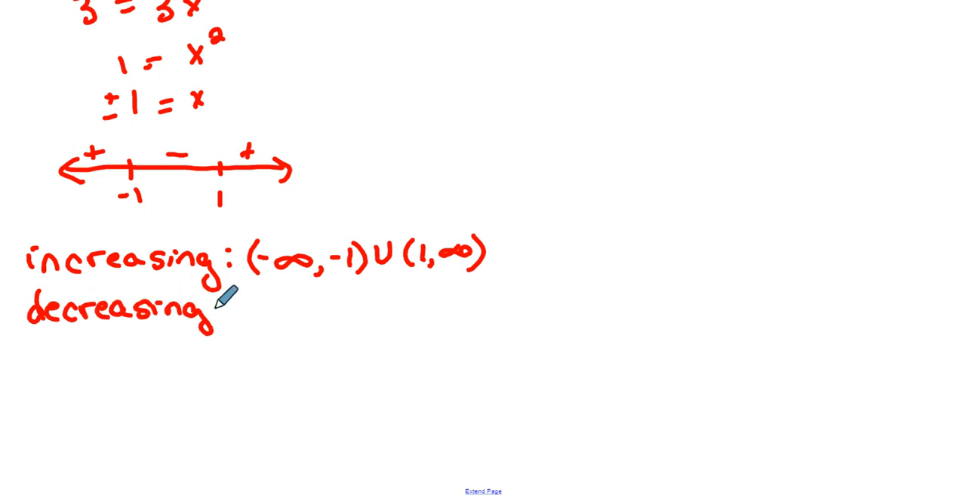And then decreasing. Where is it decreasing? -1 to 1.